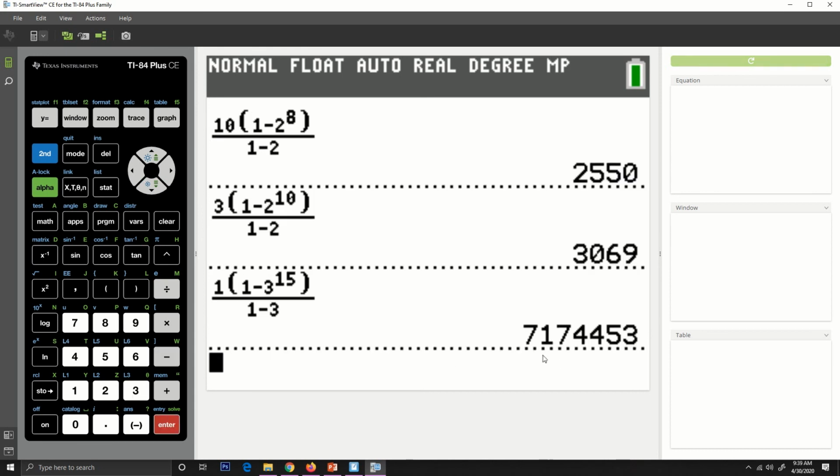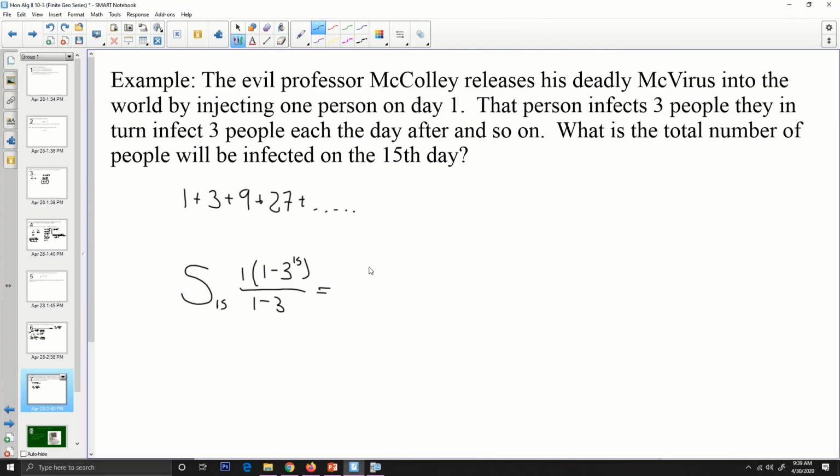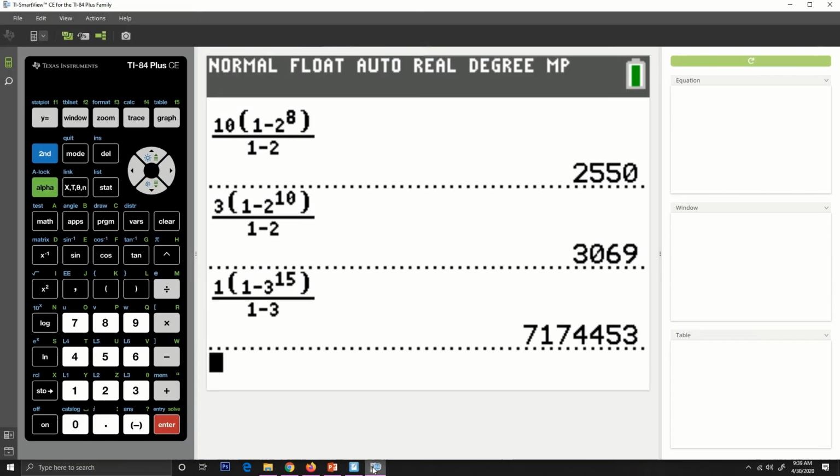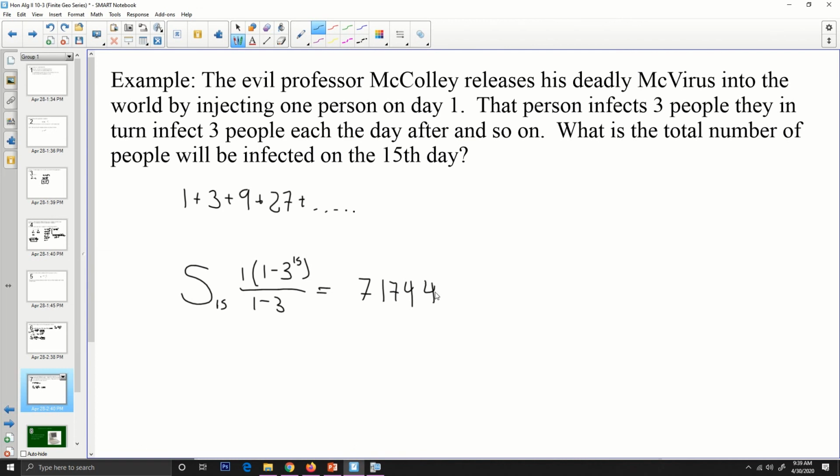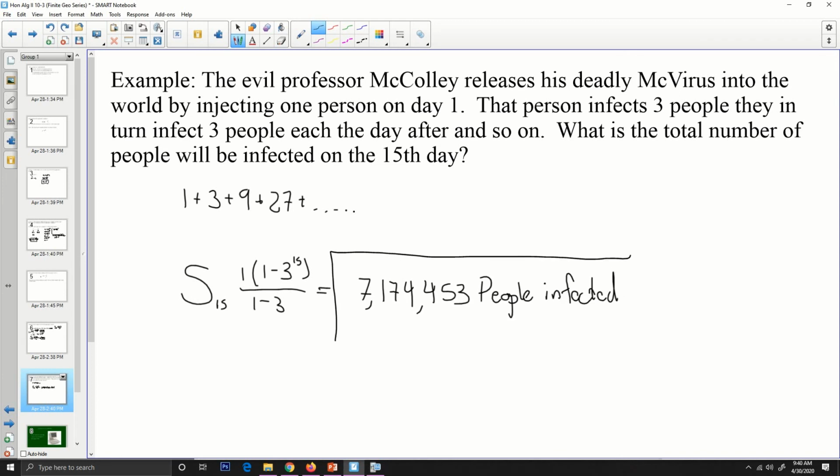It's 7,174,453. Put in our commas, and that's 7 million people infected. That's our final answer for that. All right, so we are finished.